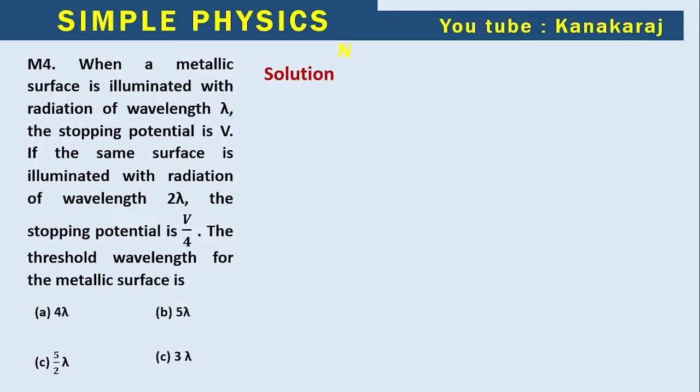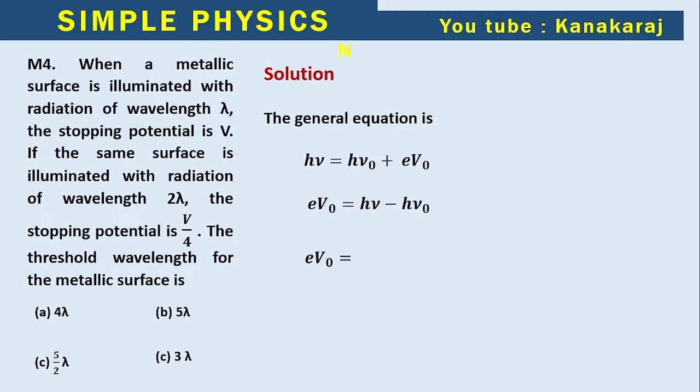The general equation is very simple. h nu equals h nu naught plus half m V max square. That half m V max square is replaced by eV naught. So let us write this equation in terms of eV naught. eV naught equals h nu minus h nu naught. The frequency nu is replaced by c upon lambda. So we get a new equation apt to our problem: eV naught equals hc upon lambda minus hc upon lambda naught.